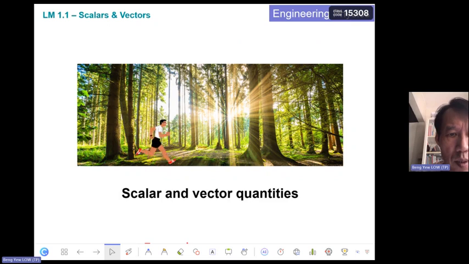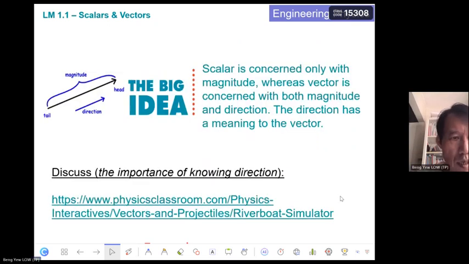In this video, you'll learn about scalar and vector quantities. In physics, we often deal with different types of quantities that describe the properties of objects or phenomena. Some of these quantities are scalars, some are vectors.